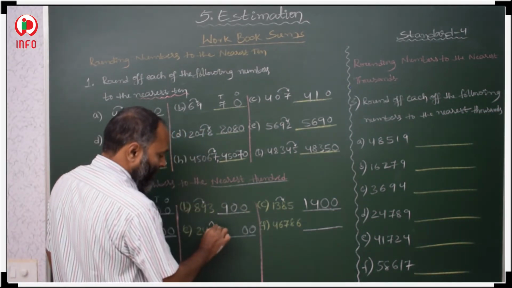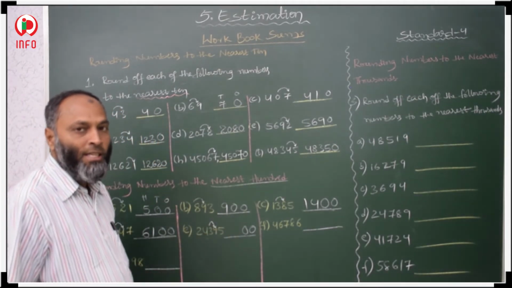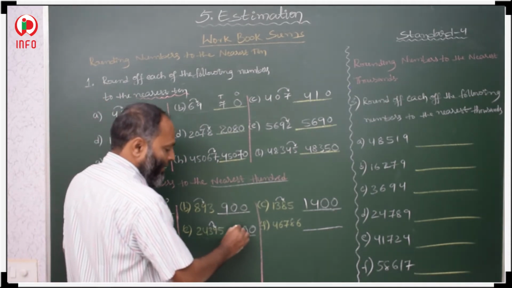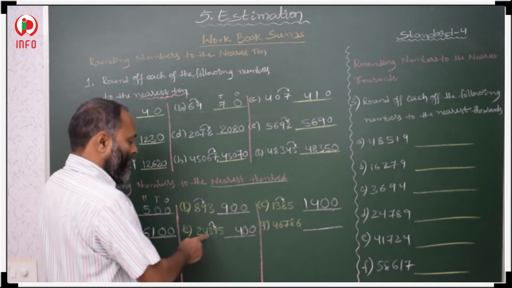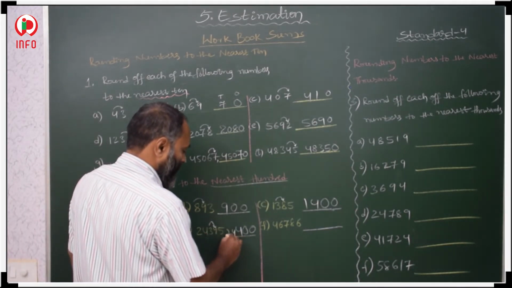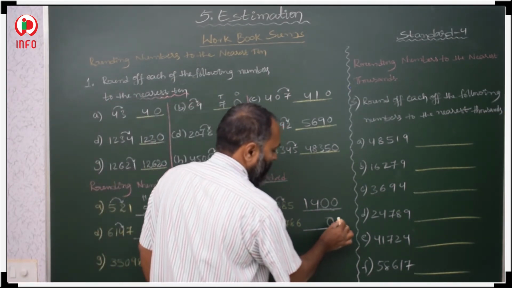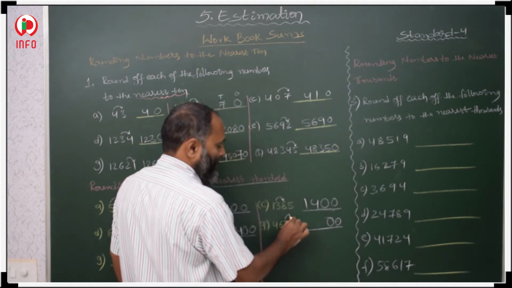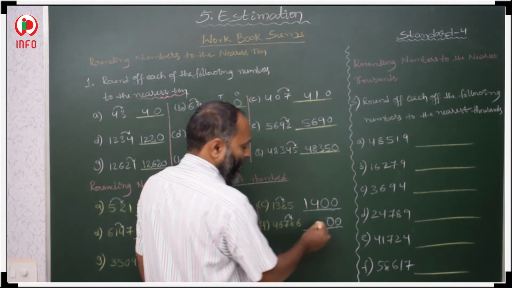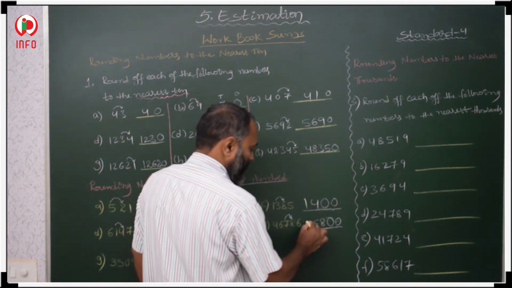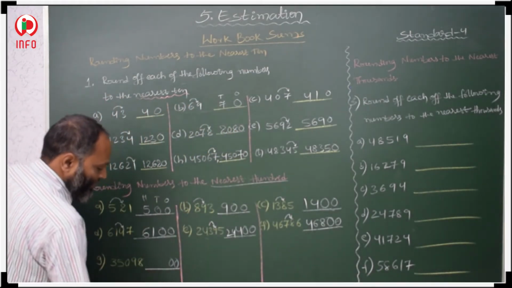Then what is there in the tens place? In the tens place 9. It is greater than 5, so I have to add plus 1 to this 3, and it will become 4. Then the hundreds and thousands places are the same. Next, the ones and tens places are the same. After that, what is in the tens place? 8. It is greater than 5, so we have to add plus 1 to this, and it becomes 8. Then the thousands and 10,000 places are the same. Then the ones and tens places are zeros.